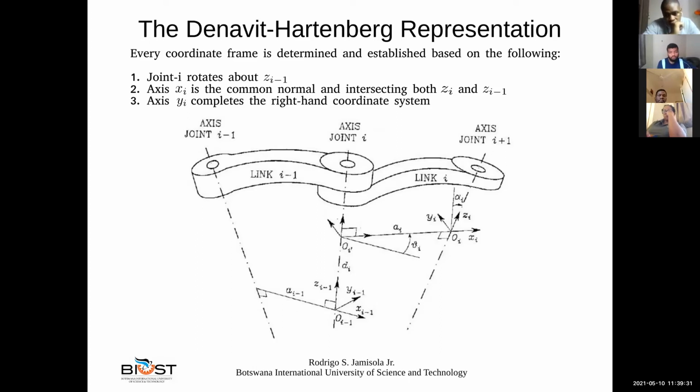Why do we need a convention to represent the relationship between two joints? Why can we not just use the rotation? We know the rotation matrix and the position matrix. Why can we not just use that? Why do we need to have a convention?